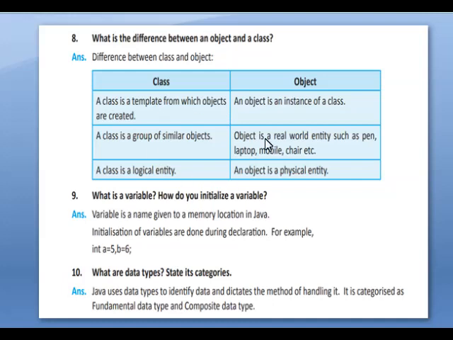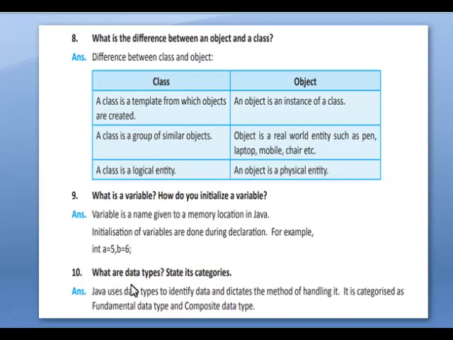Now the next question: what is the difference between an object and a class? Many times we studied this definition, so learn it. Then, what is a variable? How do you initialize a variable? A variable is a name given to a memory location in Java. So how will you initialize the variable? int a equal to some value, b equal to any value.